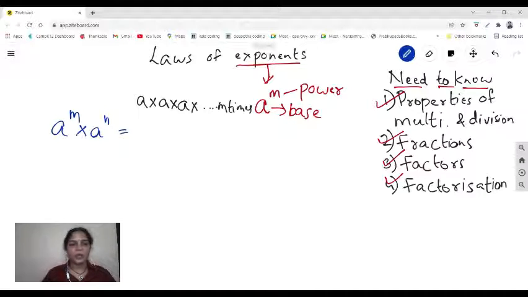Okay. Now, what is the meaning of a to the power of m? A is multiplied several times. How many times? m times it is multiplied.